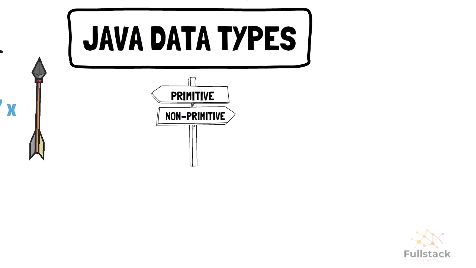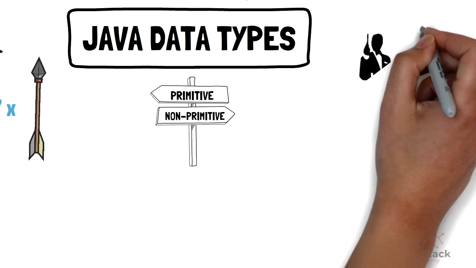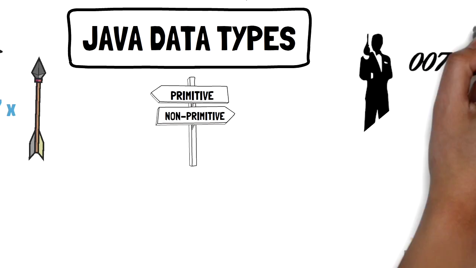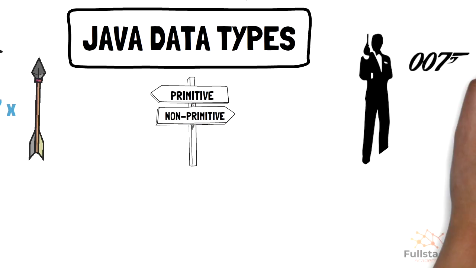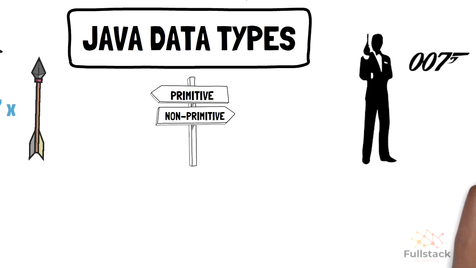For the non-primitive data type, you can think of a man like James Bond in a tuxedo holding a gun. The gun is a modern day weapon and hence we can use it to remember the word non-primitive and hence connect it to the non-primitive data type.